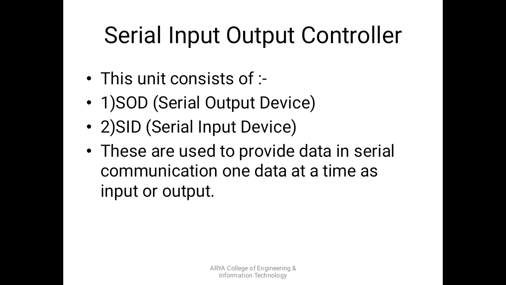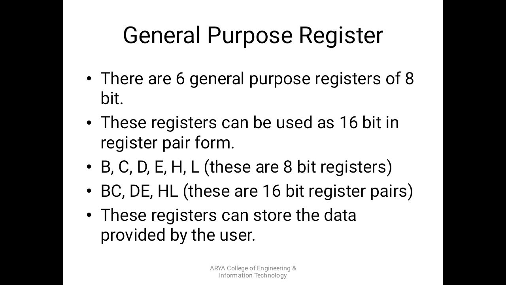General purpose register. There are 6 general purpose registers of 8-bit: B, C, D, E, H, L. When we want to use these as 16-bit register pairs, they can be used as BC, DE, HL in paired form. These registers can store the data provided by the user or by the memory.